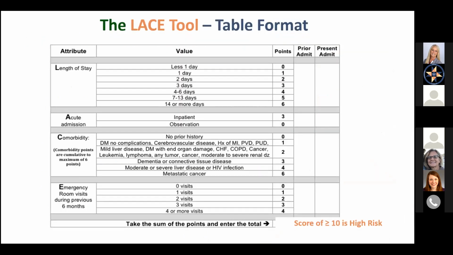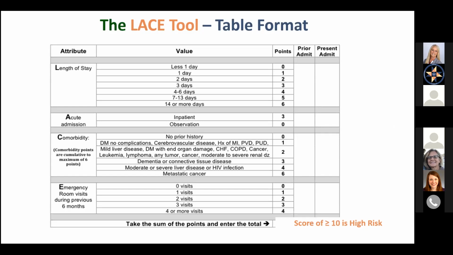So scoring is based on 4 specific attributes, and it results in a final score, which will signify your patient as high, medium, or low risk. The first attribute is length of stay, and the score increases based on the days that the patient stays in the hospital. The second attribute, acuity of the admission. Patients admitted as inpatients are given 3 points, and the patients that are placed on observation would be given 0 points.